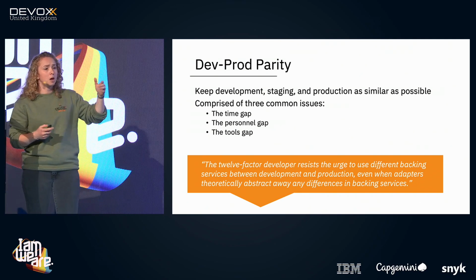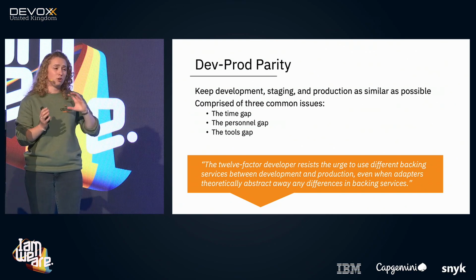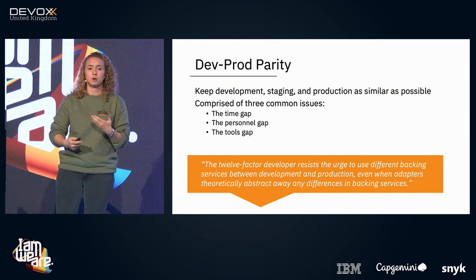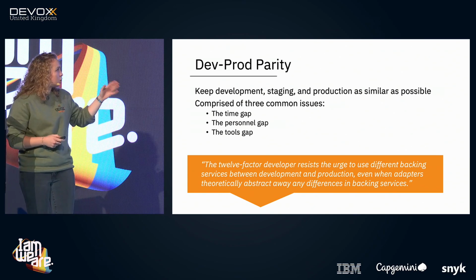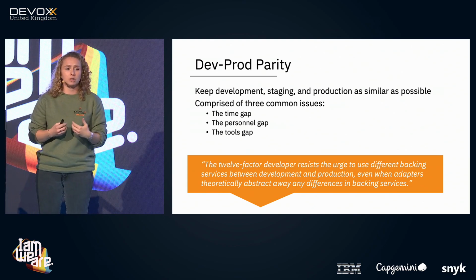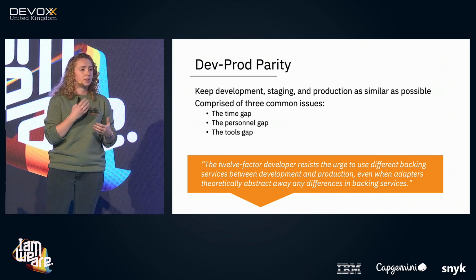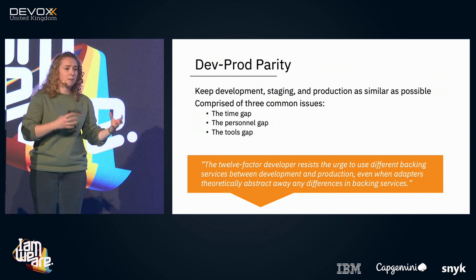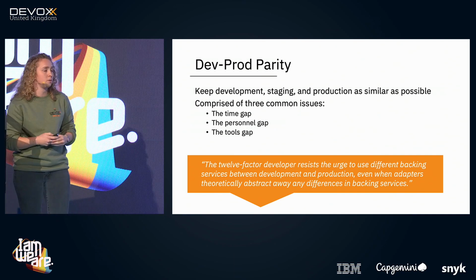The personnel gap. Maybe you've got a developer testing it locally on their local environment or developing it, and you've got a completely different ops guy actually deploying it, in which case that change in personnel can also mean that errors and failures creep in. The tools gap. It might be that you're using something really fast and lightweight within development because it's really convenient, but then you're actually using something much more robust in production. And again, this gap between the tools that you're utilizing means, again, failures and errors can creep in.